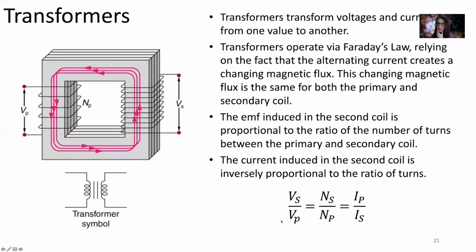And so here we have some relationships for the ratios of the voltage in our primary and secondary coils, the number of turns of those coils, and the current. And we're going to take a look at how we derive these expressions. And then we're also going to solve a problem where we apply transformers and think about the power that we lose as we send electricity across power lines in the city.